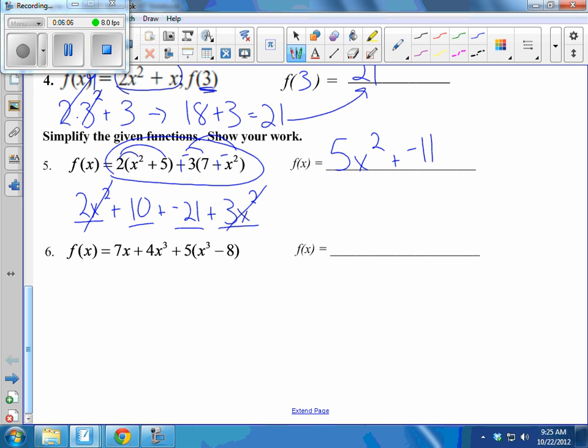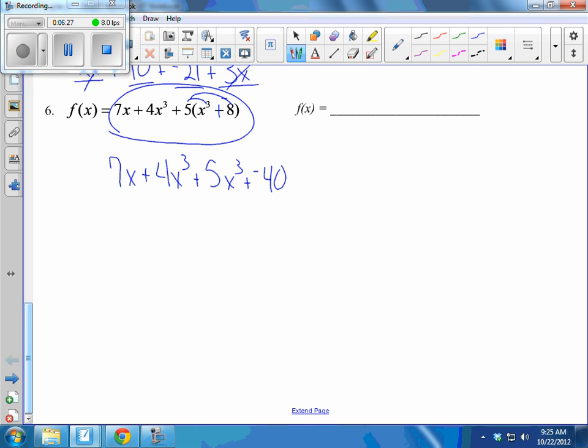I'm going to do the same thing for number 6. So first, I'm just going to add the opposite on that minus 8. And now I'm going to distribute my 5. And just kind of working left to right, I still have 7x plus 4x cubed. But now when I distribute my 5 in, I get 5x cubed plus negative 40. And now I'm going to combine my like terms.